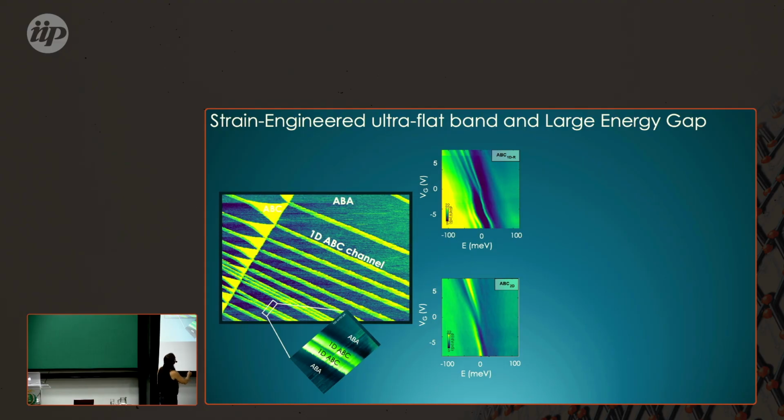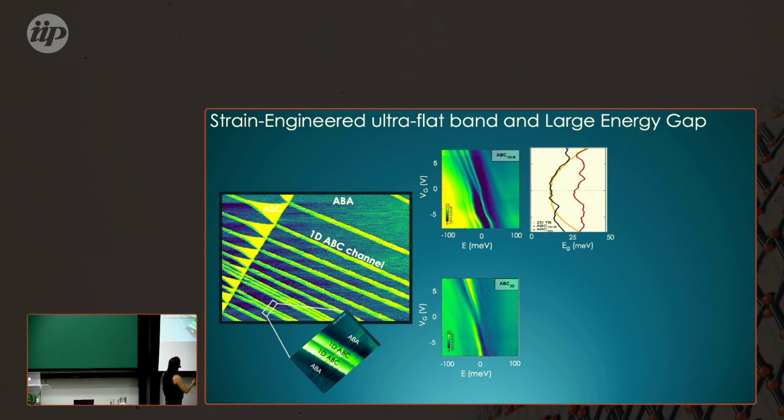And now we see that already at zero displacement field we have a large gap. So this we believe is induced by the tensile strain, which effectively plays the role of a displacement field and opens a large gap already at zero displacement field. The displacement field then plays as a very small perturbation, and indeed we see that the gap remains constant.